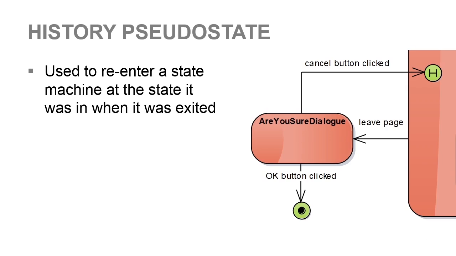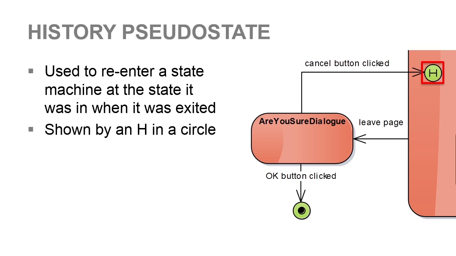The history pseudostate makes it possible to leave a state that has a nested state machine within it, and on returning to that state, to return to the correct state of the nested states at the first level of nesting. This is known as the shallow history pseudostate. It's shown by a capital H in a circle.